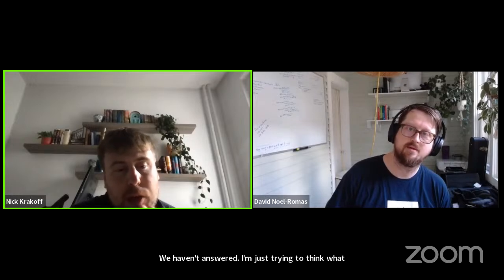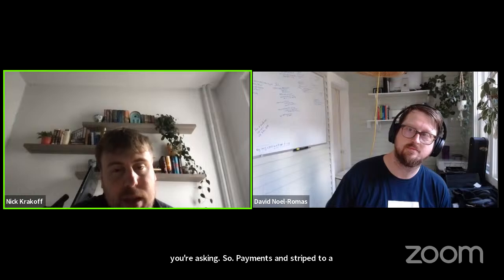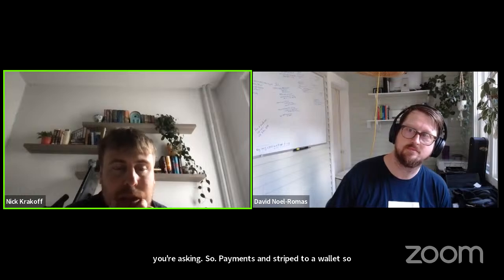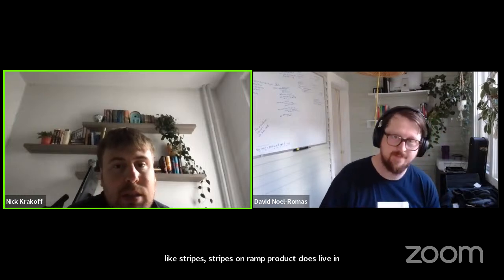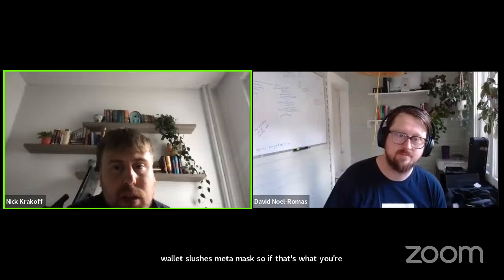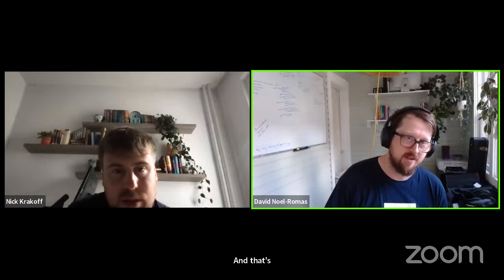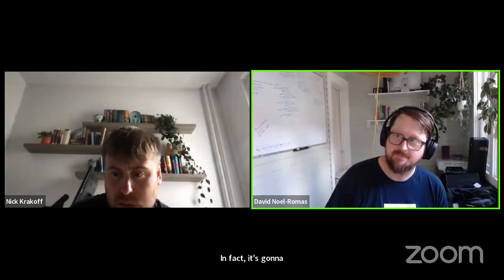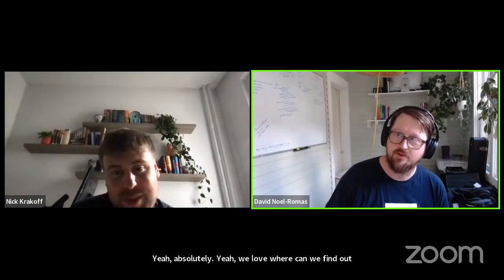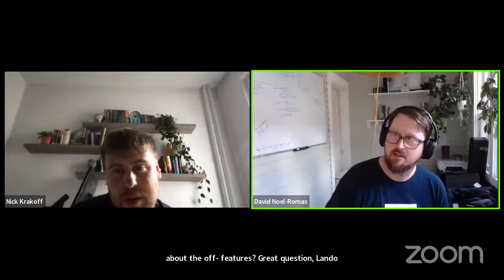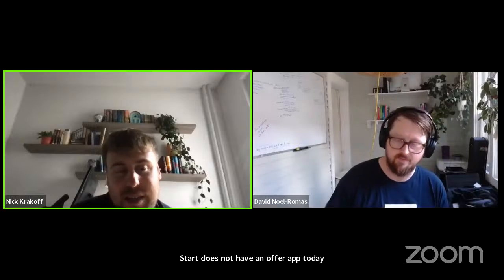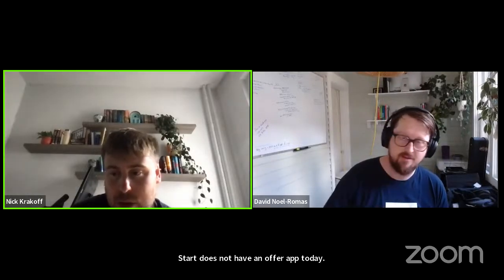So payments from Stripe to a wallet. Stripe's on-ramp product does live in wallets such as MetaMask. So if that's what you're asking, yes, the on-ramp can be embedded into wallets. And that's probably going to be a popular use case. Yeah, absolutely, we love on-ramping into wallets. Where can we find out about the off-ramp features? Great question, Lando. Stripe does not have an off-ramp today, but we'd love to see ideas. If you want to hack them out, we are always fans of looking at off-ramp ideas.